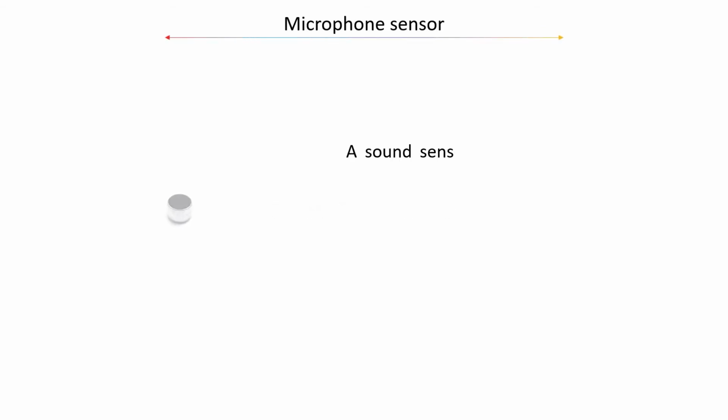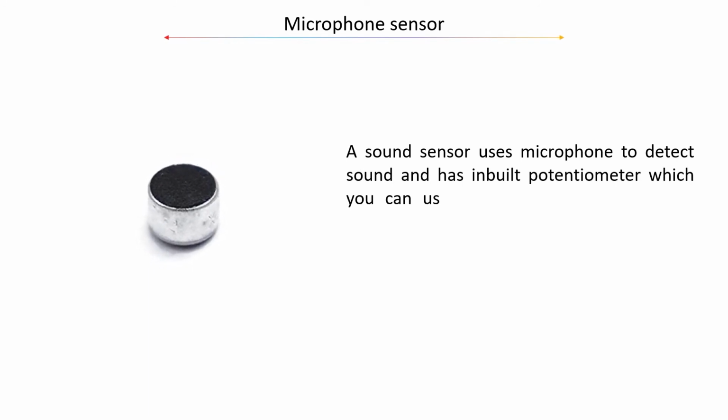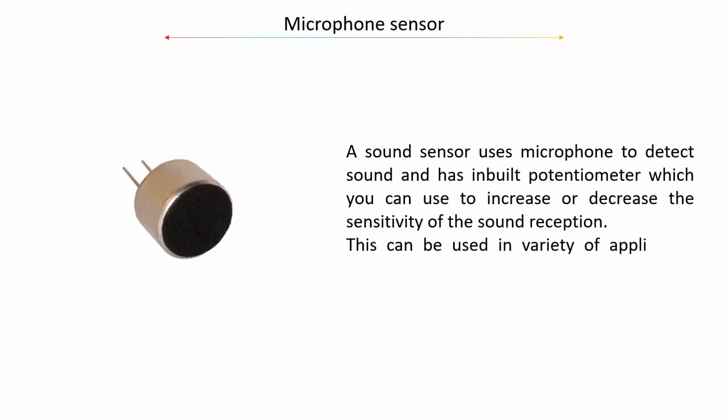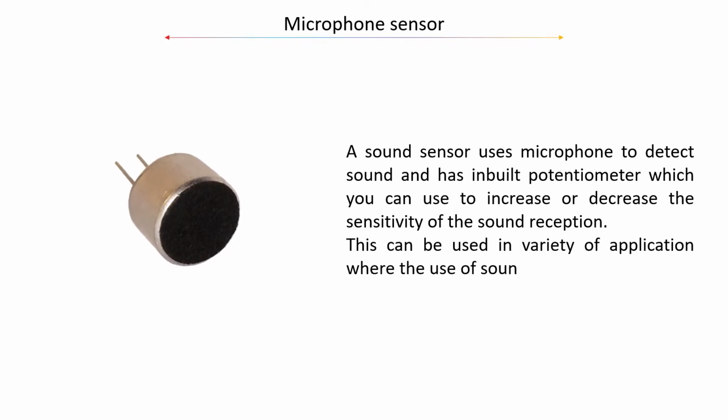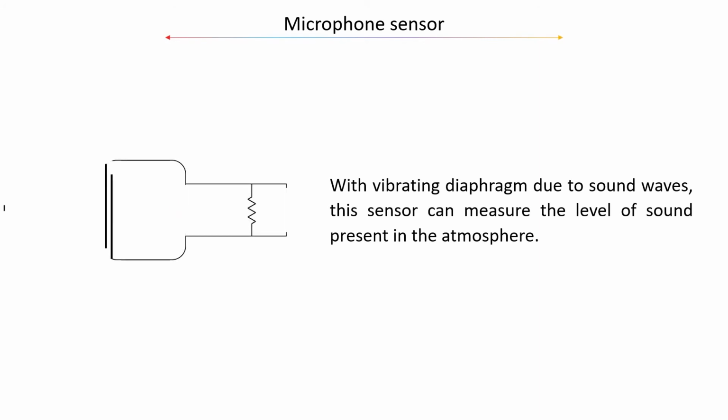Microphone sensor. A sound sensor uses a microphone to detect sound and has an inbuilt potentiometer which you can use to increase or decrease the sensitivity of the sound reception. This can be used in a variety of applications where the use of sound reception is required. With a vibrating diaphragm due to sound waves, this sensor can measure the level of sound present in the atmosphere.